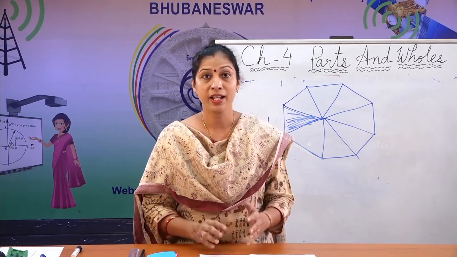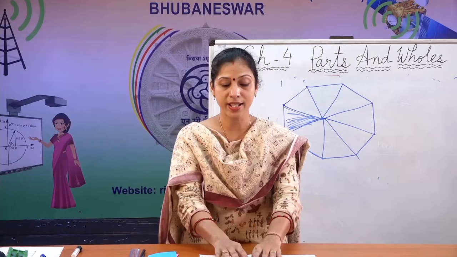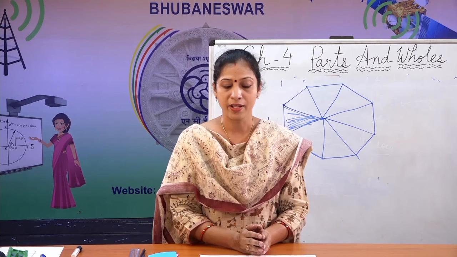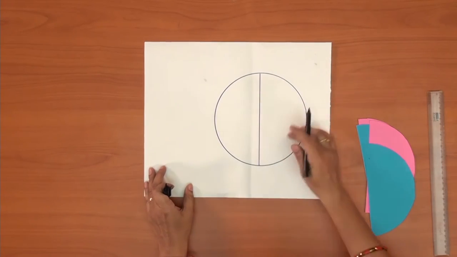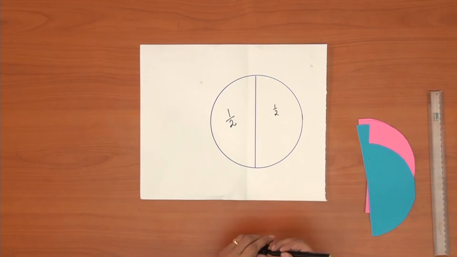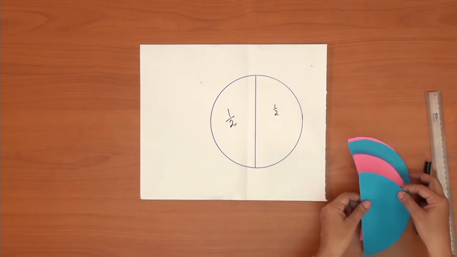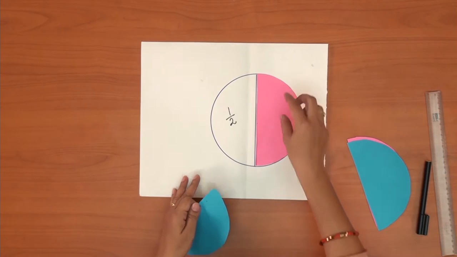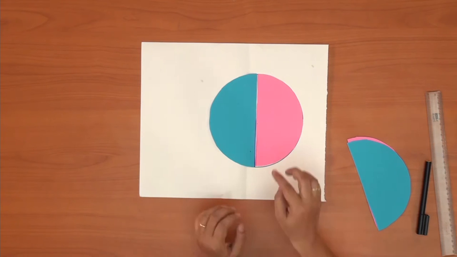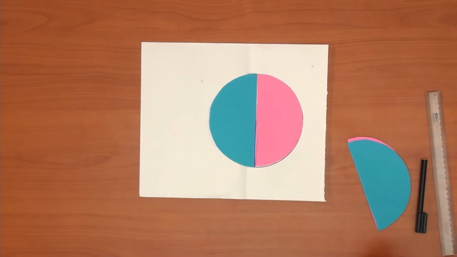For that, let's see, is it correct or not? So this is a circle, and I have divided this circle into two equal halves. This is a full circle, so this part will be 1 by 2 and this part will also be 1 by 2. Now this circle is divided into two parts, one half of which I will color in pink and half I will color in blue. Now what is the part of the pink which is colored? So let's see now on the board, the colored pink part.